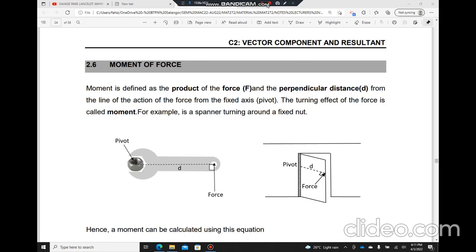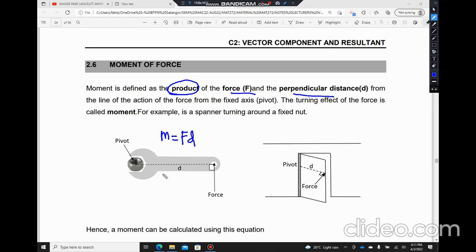Okay, so next kita ada term yang kita panggil sebagai moment. Moment adalah hasil darab antara force and perpendicular distance. Kita ada satu lagi term yang kita panggil dia sebagai fixed axis that we call pivot. So if you can see here, moment is a product, maksudnya dia hasil darab. So we get here the moment is force multiplied by perpendicular distance. So FD. So moment equals to FD.